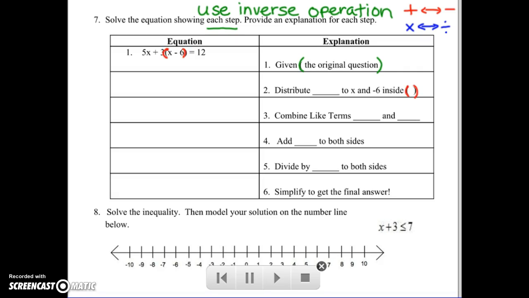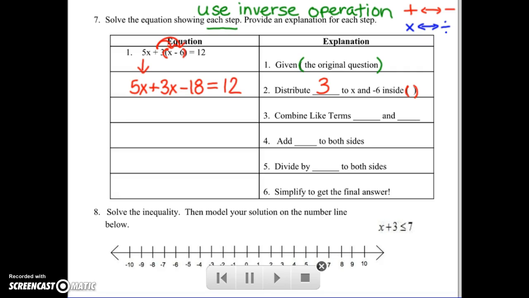The equation we were given is 5x plus 3 times the quantity x minus 6 equals 12. So the first explanation is always the given, just the original question. Step number 2 says distribute. And what number are we distributing? You guessed it, the 3 outside the parentheses to the x and the negative 6 inside the parentheses.